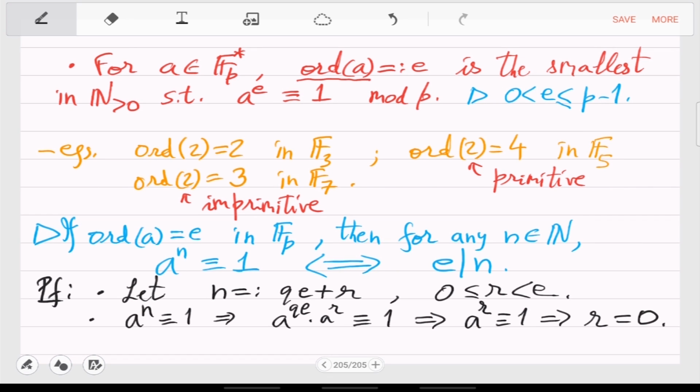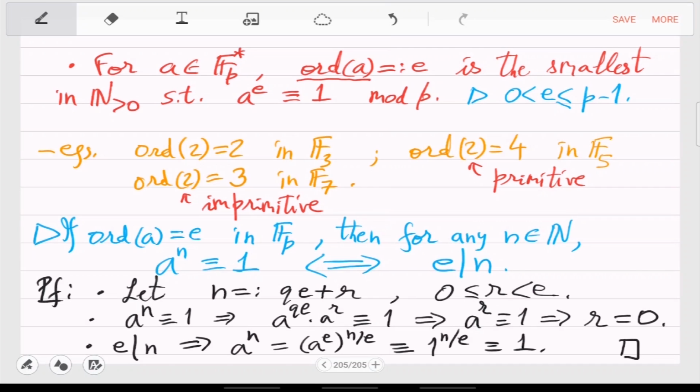And what about the other side? If e divides n, then a raised to n is, well, you can write it like a raised to e raised to n by e, which is 1 to the n by e, which is 1. Is that clear?